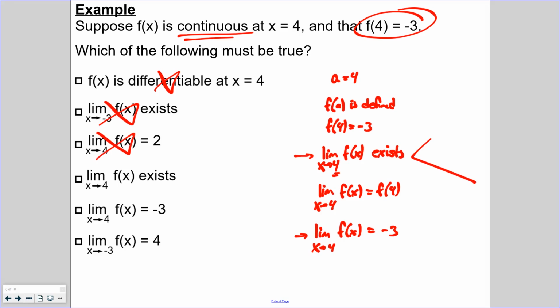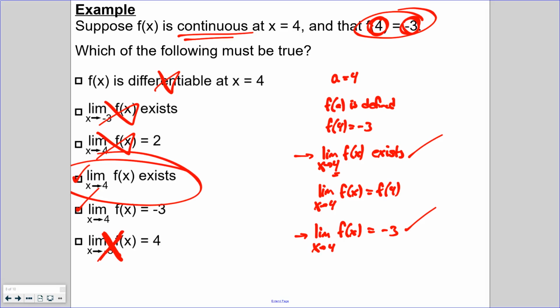Ding, ding, ding. We've already proved that one, so that is an answer choice. The limit as x approaches 4 of f of x equals negative 3, again, we've also done that one, so ding, ding, ding. And then finally, the limit as x approaches negative 3 of f of x equals 4. That is a trap answer, because again, it's using numbers that are in the problem. It's just using them in incorrect ways. So we can throw that answer out. So in this particular case, answer choice 4 and answer choice 5 are the two correct ones.